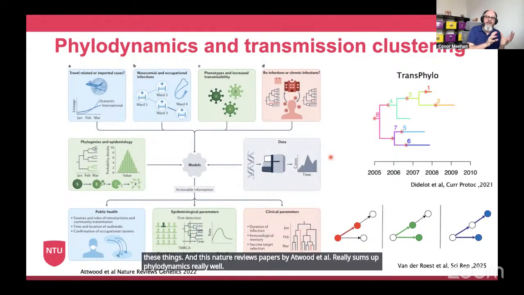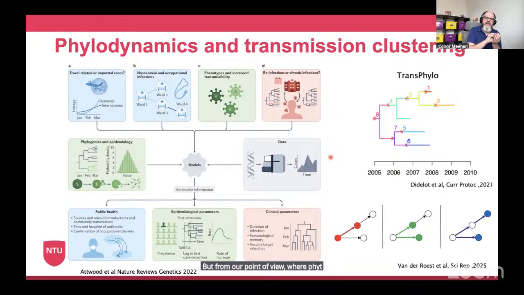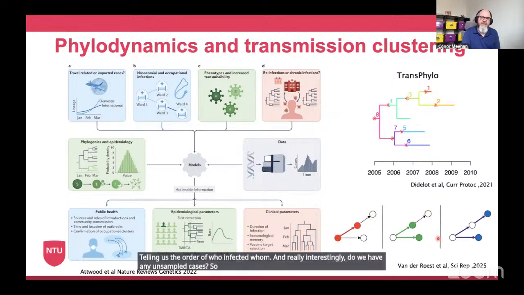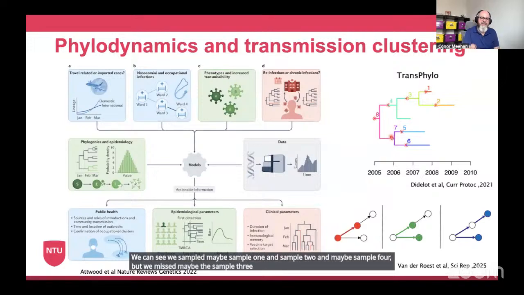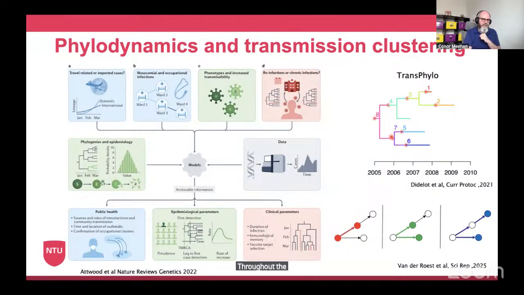But from our point of view, where phylogenomics can be really useful is transmission clustering, telling us the order of who infected whom, and really interestingly, do we have any unsampled cases? So in this program, TransPhylo, and it's also kind of outlined in this paper down here, we can see we sampled maybe sample one and sample two and maybe sample four, but we missed maybe sample three, maybe we missed sample seven. So they also can give us an idea of how good our sampling is throughout the work that we're working with.